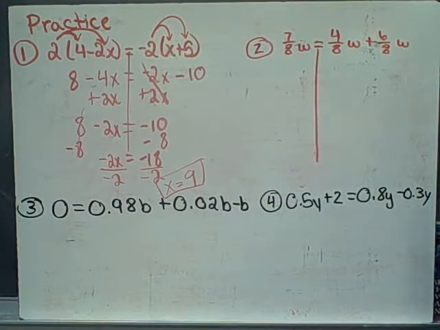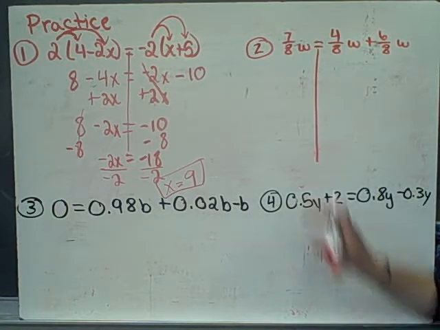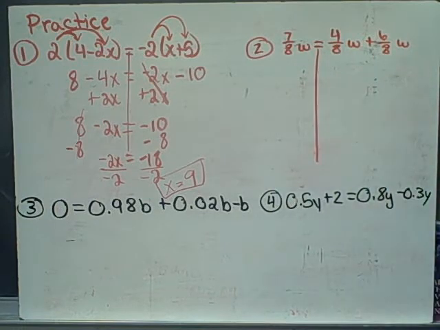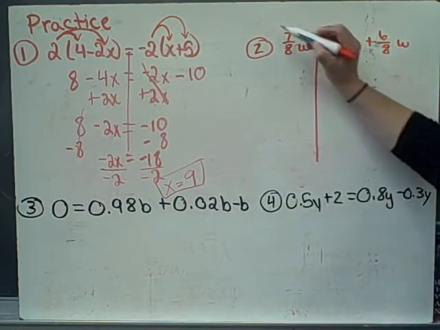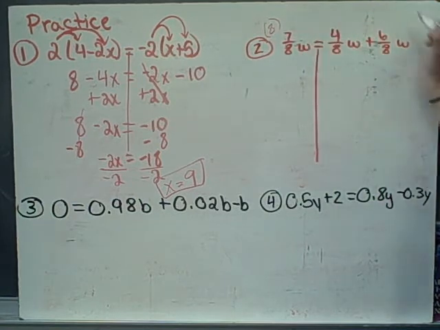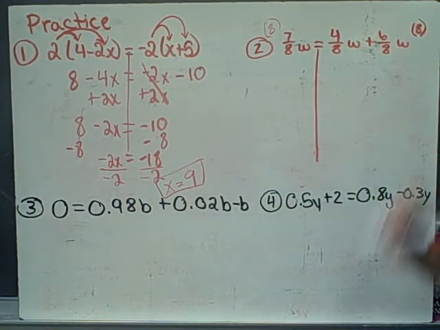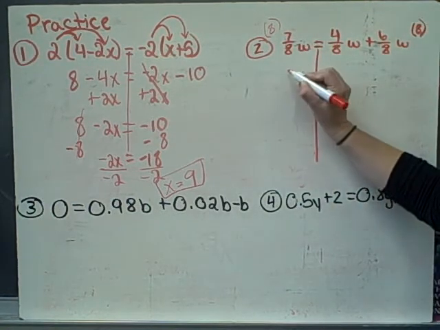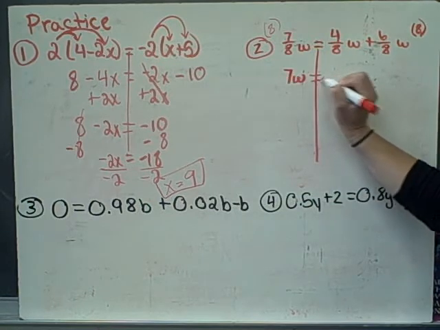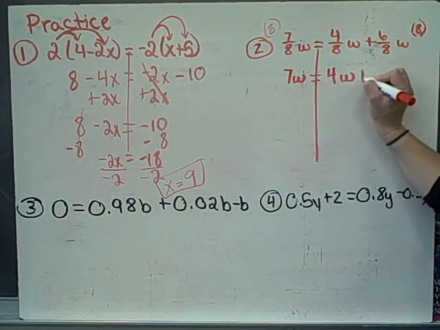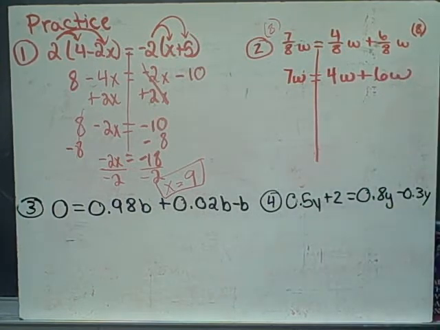If we are eliminating my fractions, if we look here, this is an easy one to eliminate fractions from. They all have 8 as a denominator. So to get rid of the 8, all I have to do is multiply the entire equation by 8. And that just gets rid of all of those. So I end up with 7w equaling 4w plus 6w. It's not always that easy, but when my denominator is all the same, you just multiply them by that number and it'll get rid of those fractions.